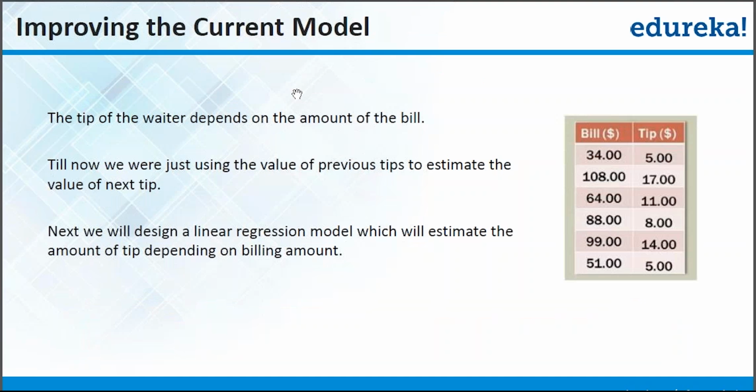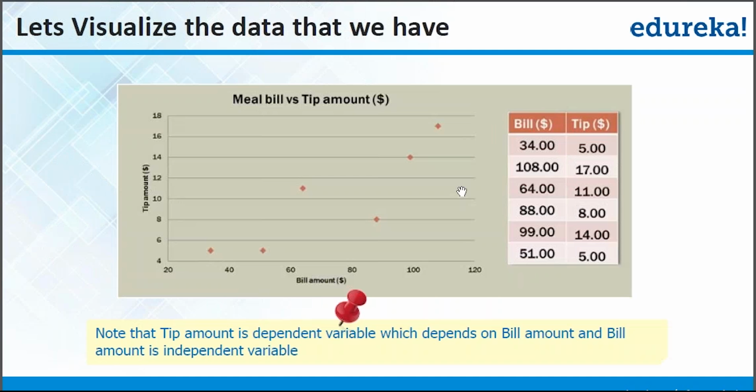So the tip of the waiter depends on the amount of the bill. We all know that, that's the actual model. Till now, we were just using the previous tips to estimate the value of the next tip, correct? So we will design a regression model which will estimate the amount of the tip depending on the billing amount. This is the billing amount, and this is the respective tip. The tipping amount goes up directly proportional to the bill amount, right? So we are trying to do a linear model here.